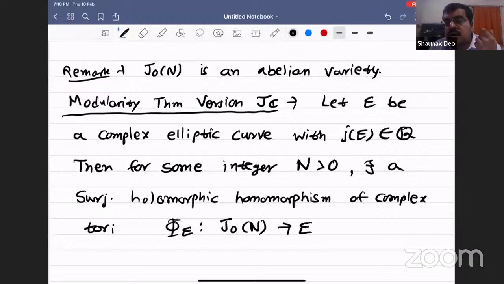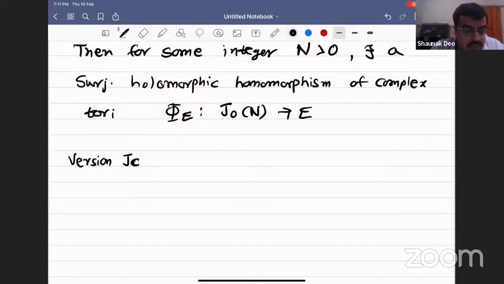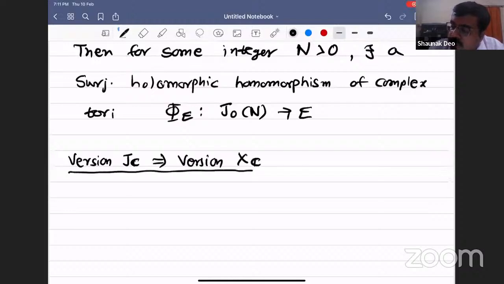So this is a reformulation of the modularity theorem in terms of the Jacobian over complex numbers. And actually the versions are equivalent, the X_C and J_C versions. So let me try to give a quick sketch of why they are equivalent. Suppose you have version J_C, which means there is a map from the Jacobian to E, and we want to find a map from the modular curve itself. So let's look at version J_C implies version X_C.